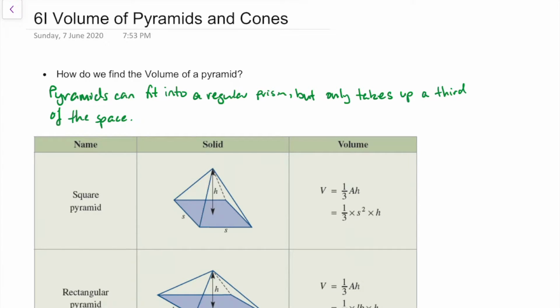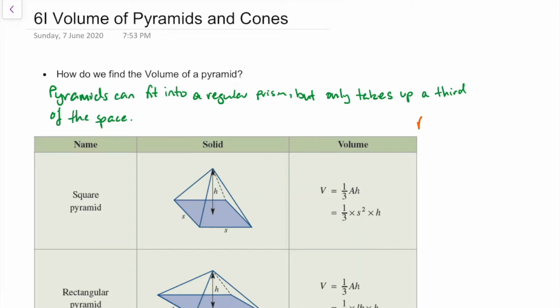Remembering that the volume is the amount of space that the object takes up, instead of V equals AH, which is for the regular prism or the right prism, where we have a standard cross section, we are going to have a third of that for the pyramid. A is the area of the base of the pyramid in this case, and H is the perpendicular height of the pyramid.